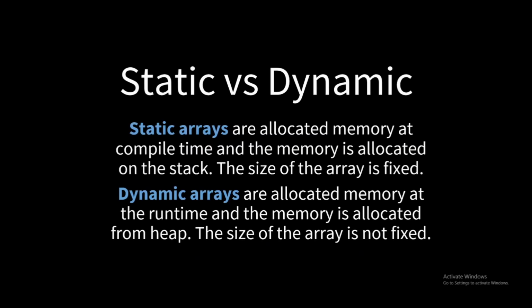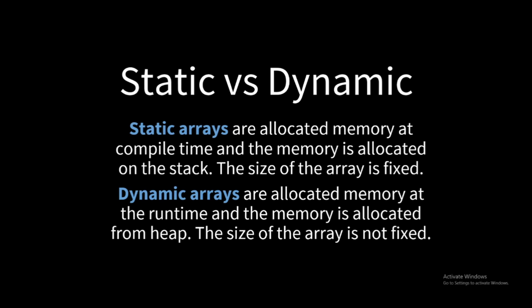So now there are two types of arrays, static and dynamic. Static arrays are arrays which have fixed length. You cannot change the length of an array if it's a static array. Dynamic arrays, on the other hand, have variable length. There are two important points about static and dynamic arrays. The first point is, for a static array, the memory is allocated at compile time, and for dynamic arrays, the memory is allocated at the runtime.